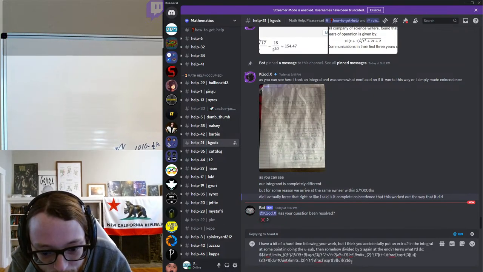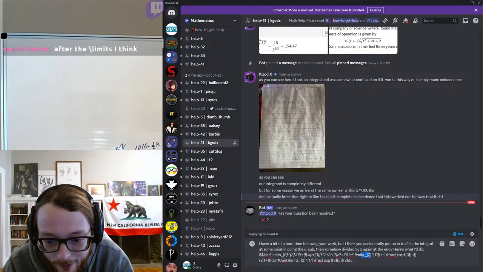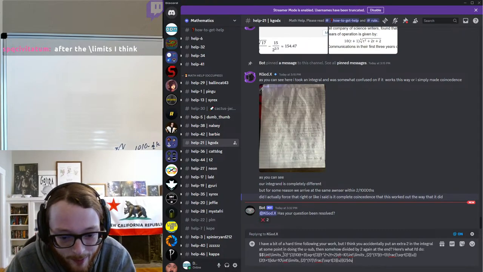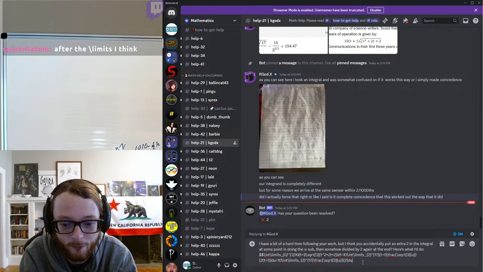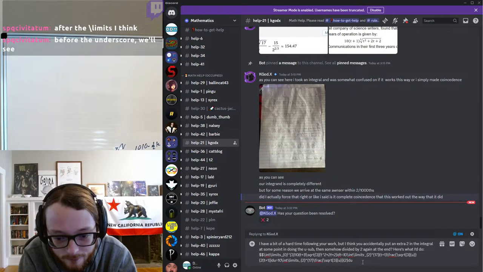After the slash limits. Oh no, it's because Discord is trying to format it with italics and it makes it look weird. I didn't actually put a space there though. It's because Discord thinks it's formatting, I think at least.